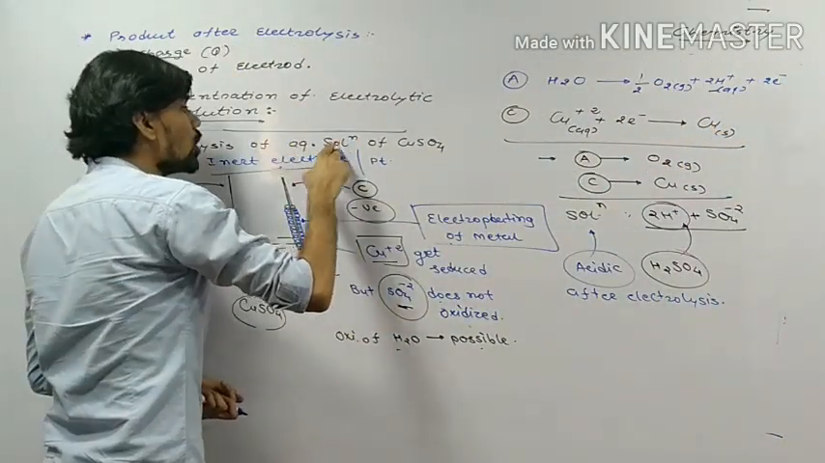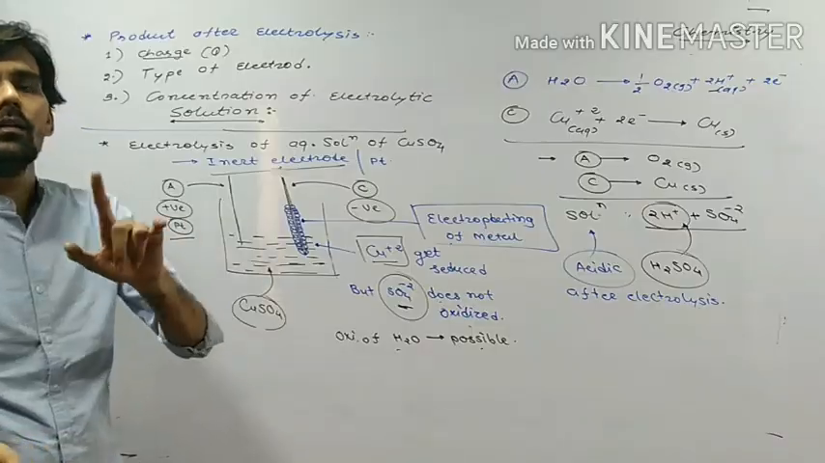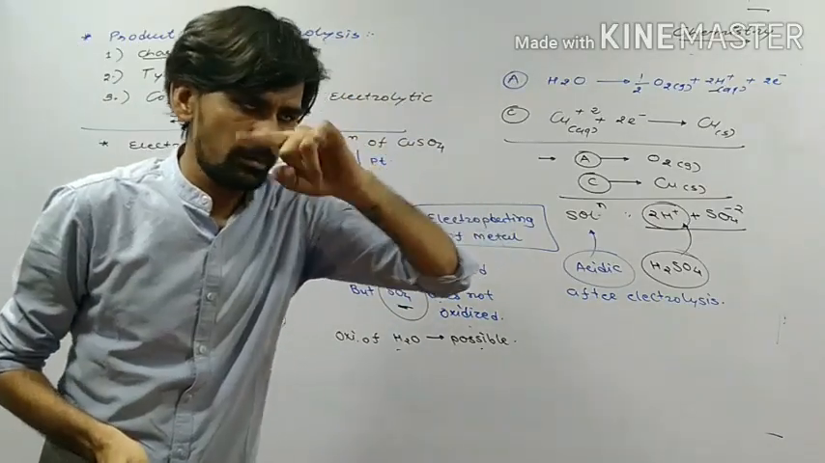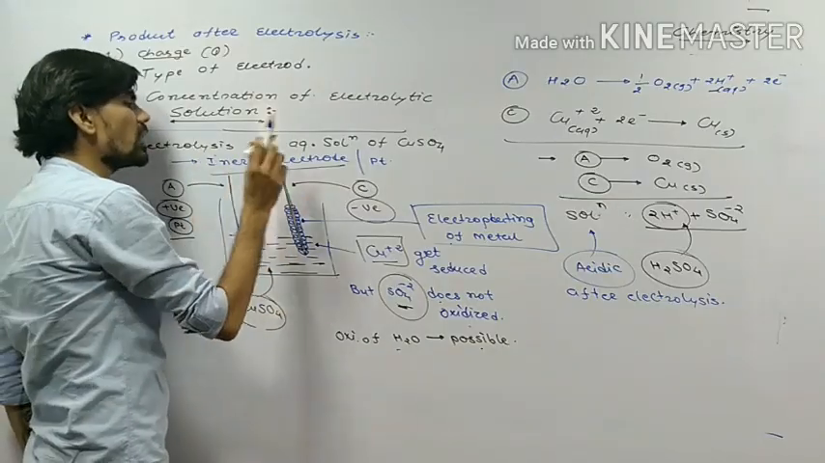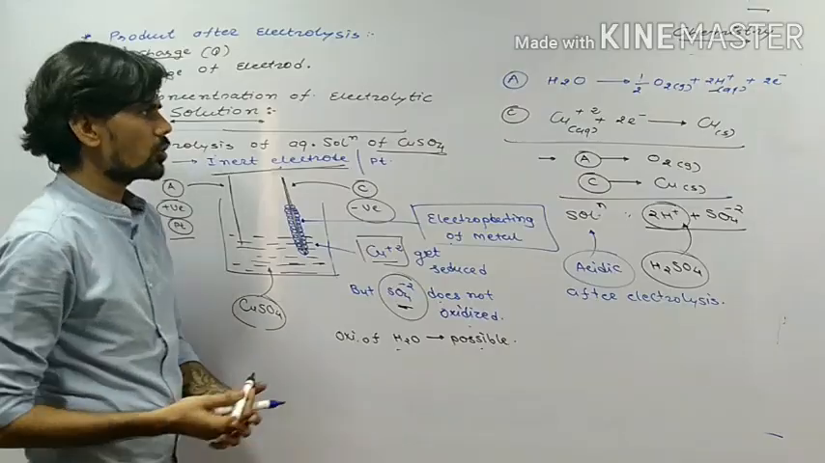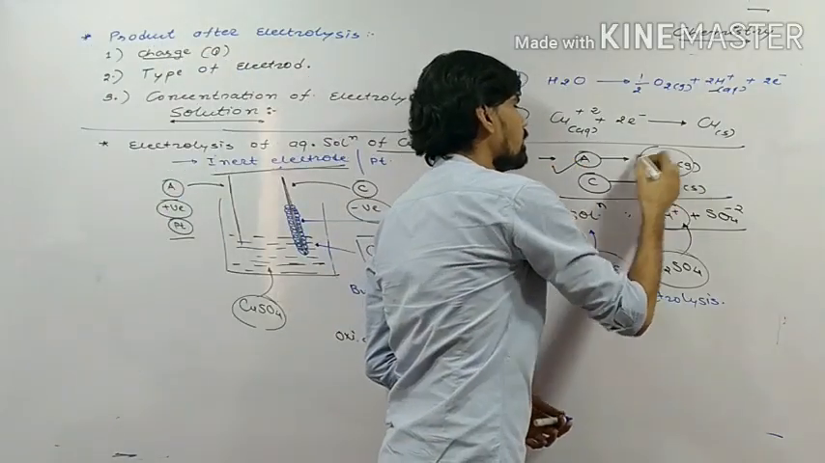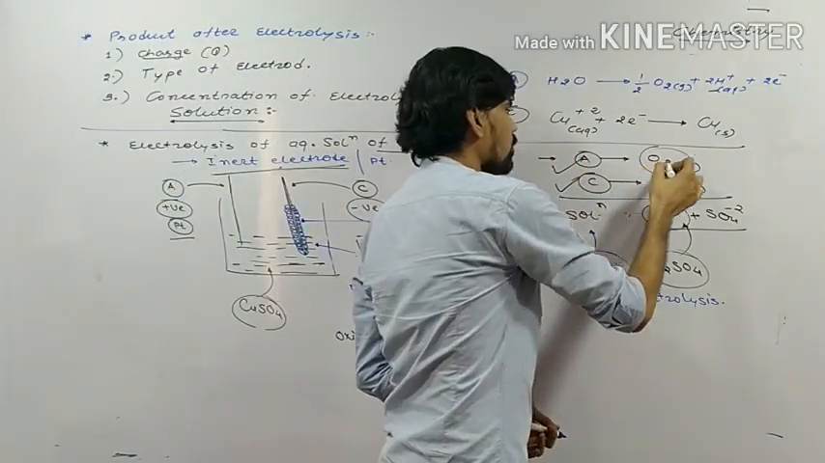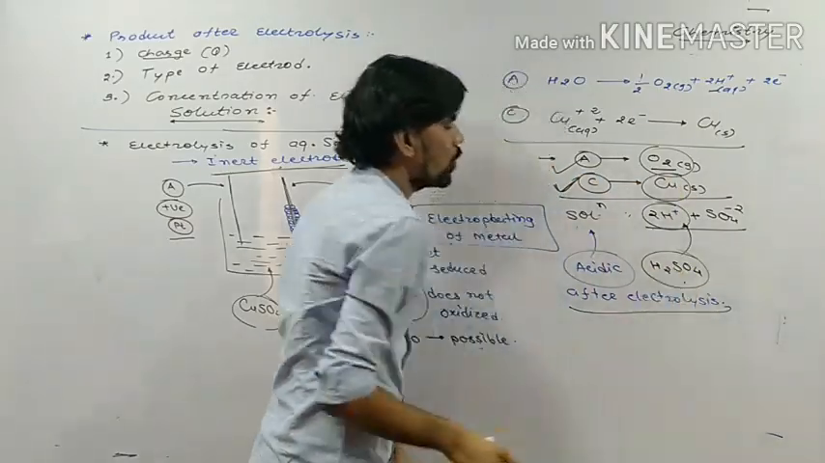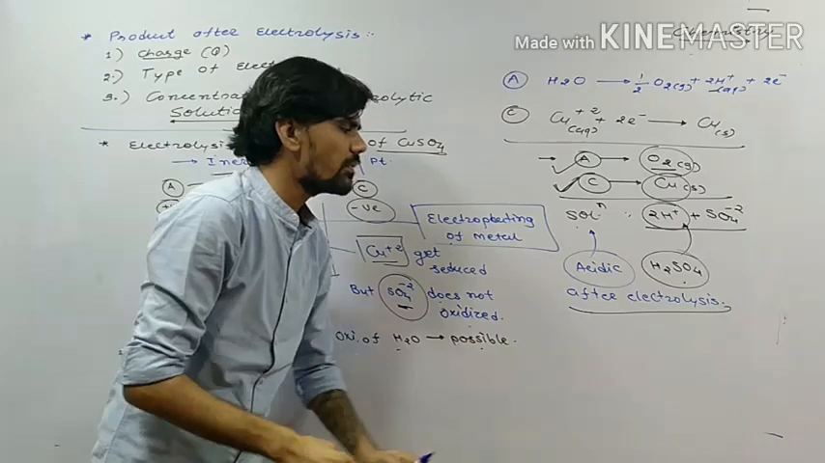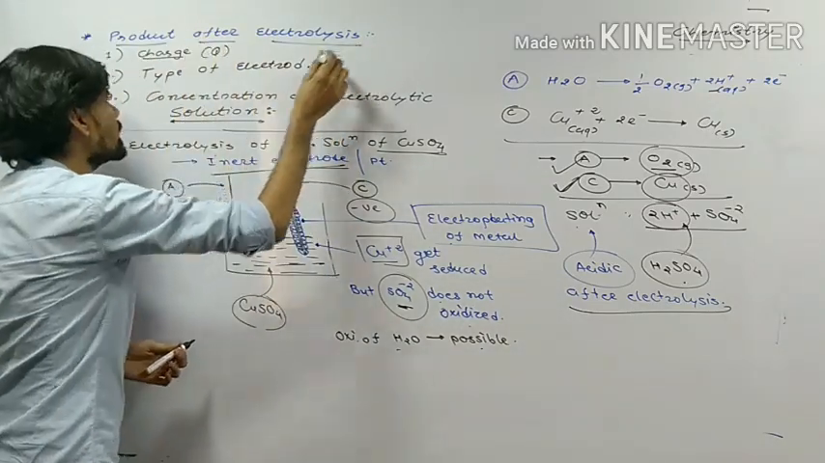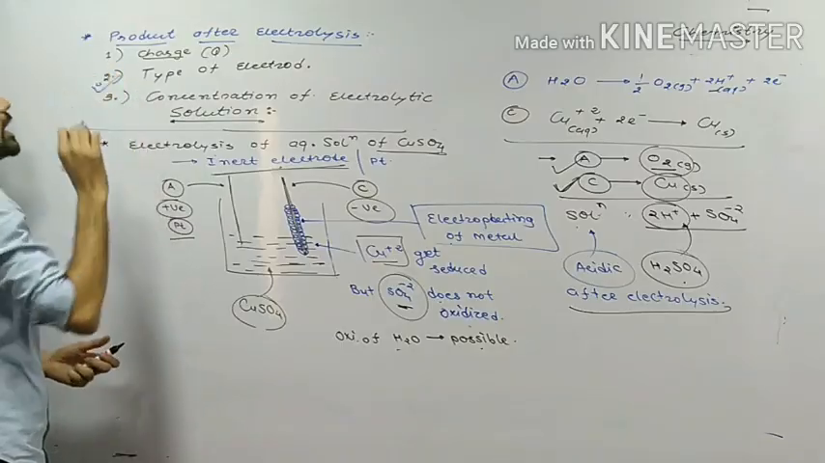So if we electrolyze an aqueous solution of copper sulfate with copper electrodes, then we will get pure copper. But if we electrolyze an aqueous solution of copper sulfate with inert electrodes, on anode we gain oxygen, on cathode we gain copper. In solution we gain H2SO4, so after electrolysis the solution will be slightly acidic. So the product after electrolysis is based on the type of electrode also.